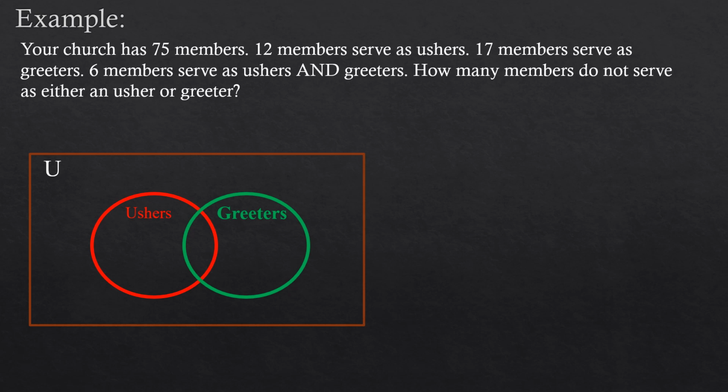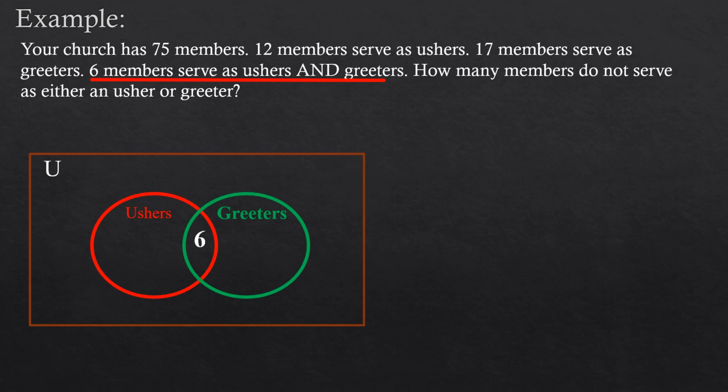Okay, so in these problems, what I can tell you is that for this problem, we're going to start with the most specific information and work our way backwards. Okay, and so in this case, the most specific information that I have is that 6 members serve as ushers and greeters. And so in my Venn diagram, they are going to live right here in this center part. They serve as ushers and greeters. So I'm going to go ahead and put them right there. 6 of them live as ushers and greeters.